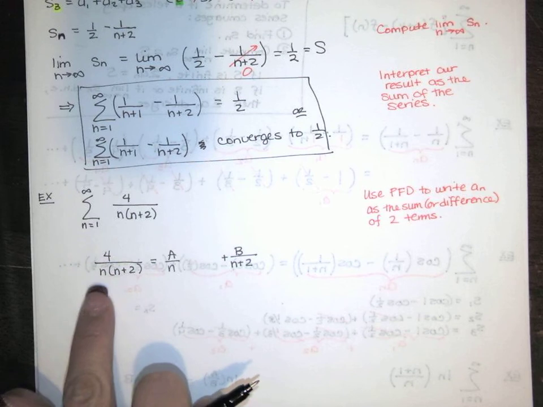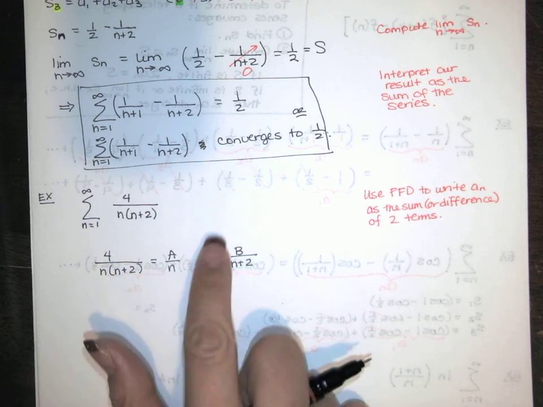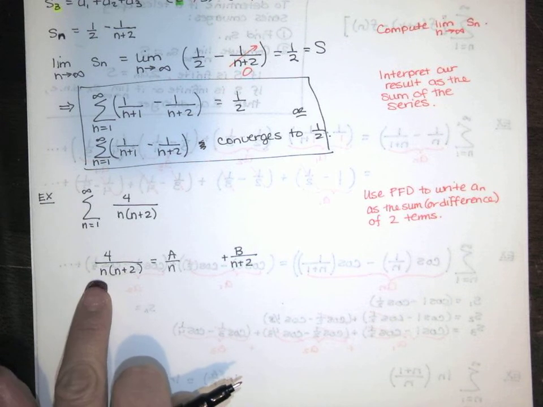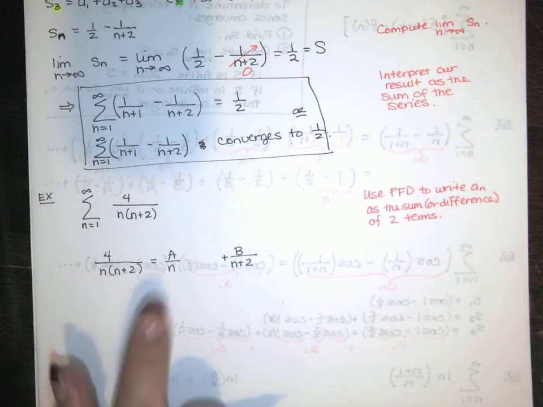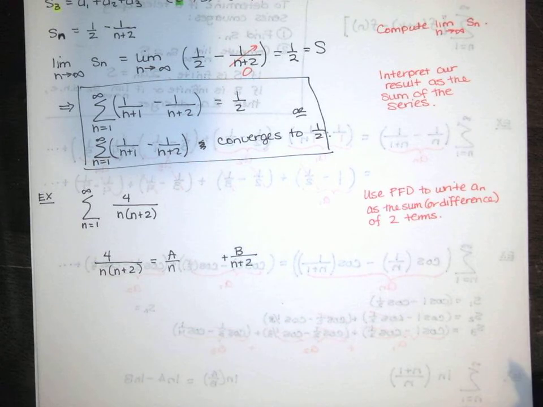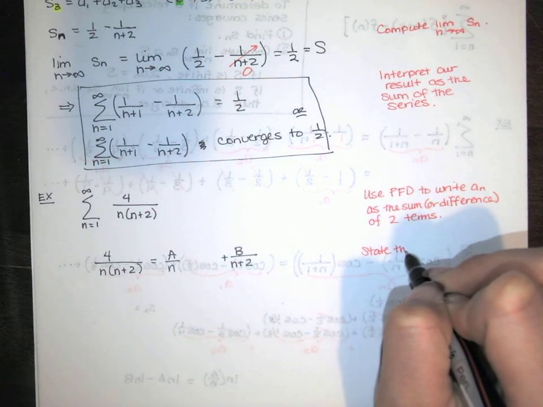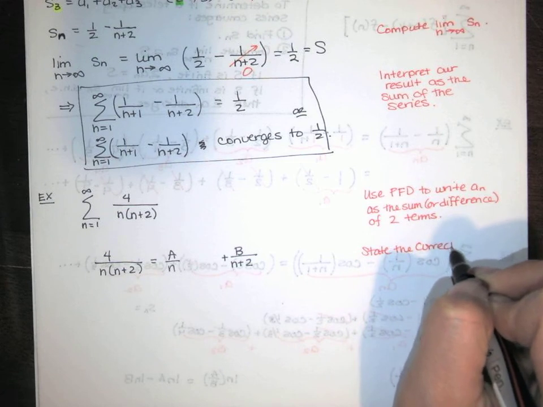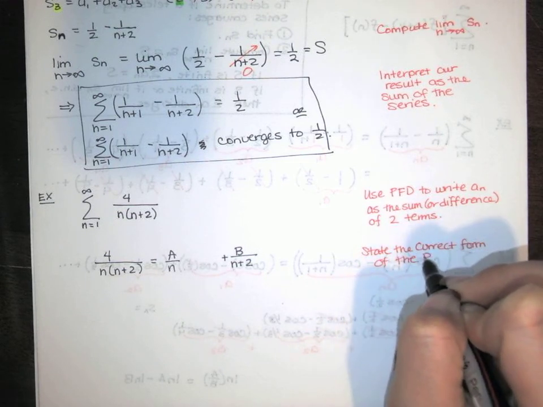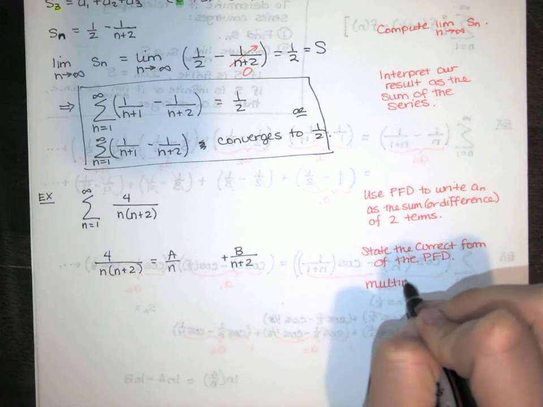Okay, so I've got a linear factor, I get a constant over that factor. Another linear factor, I get a constant over that factor. I add those together and I get this for some values of a and b. To find a and b, we multiply both sides by the LCD. So we state the correct form of the partial fraction decomposition, and now we multiply by the LCD.